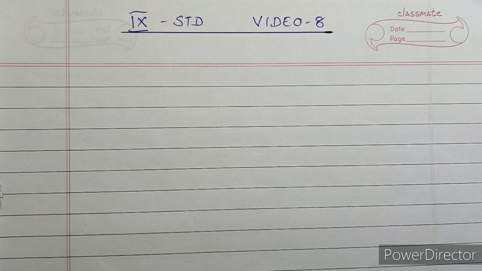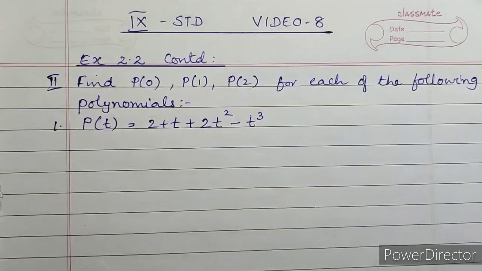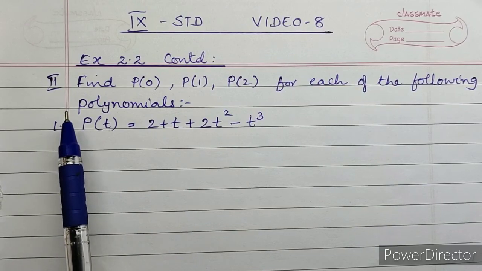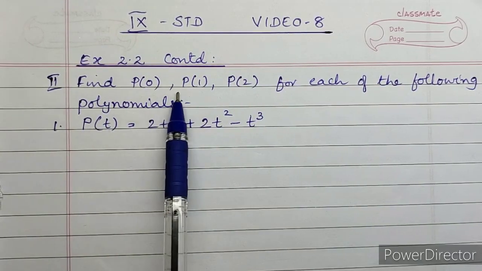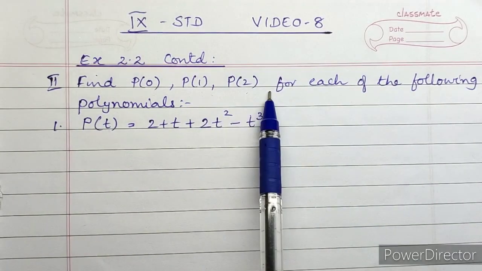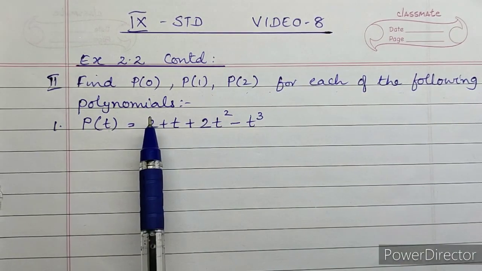In the previous video, we learned about the value of a polynomial. We have done a few sums related to that. In this video, we will continue the same exercise, exercise 2.2, second main. Find p of 0, p of 1, p of 2 for each of the following polynomials.